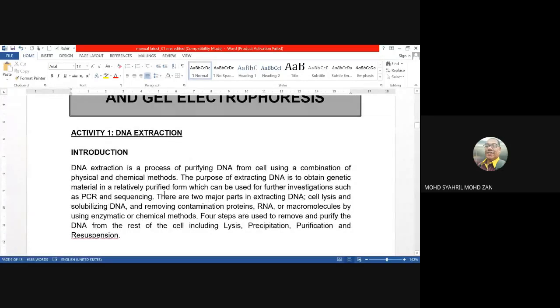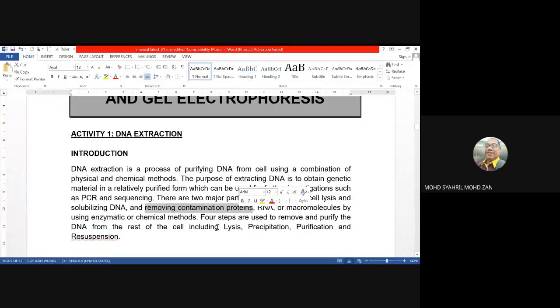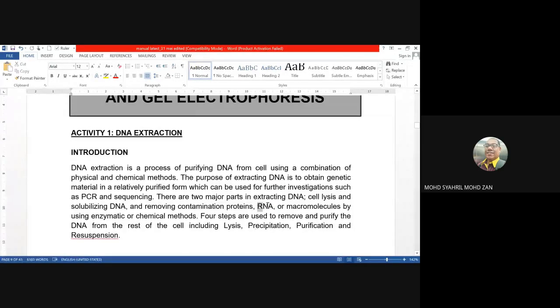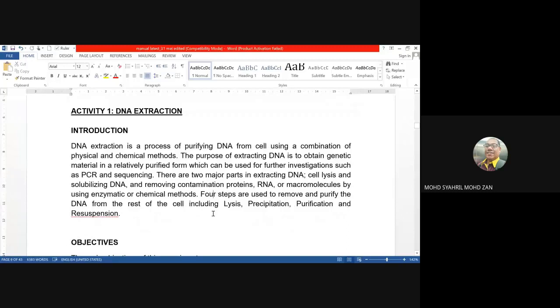There are 2 major parts in extracting DNA. Number 1 will be cell lysis, and number 2, solubilizing DNA, and last one is removing all the contaminating proteins. Okay, there are 3 parts in doing the DNA extraction. Okay, RNA or macromolecule by using enzymatic or chemical methods. To do the DNA extraction, you have 4 steps used to remove and purify DNA from the rest of the cell, including lysis.